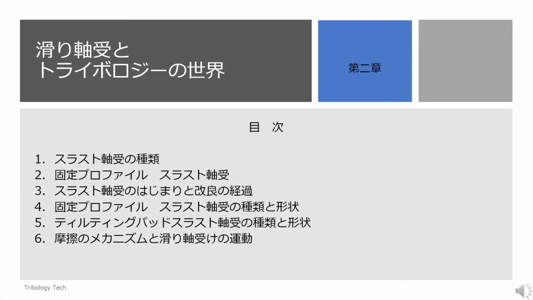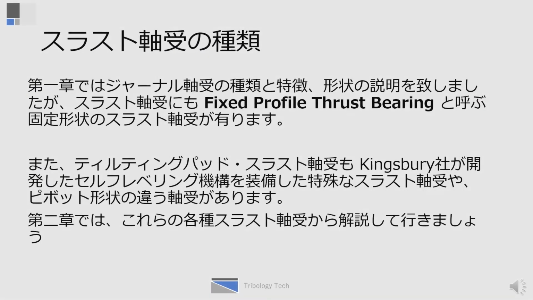Chapter 2 explains the types and shapes of the thrust bearings and its movement and mechanism of friction. Types of the thrust bearings. Chapter 1 explained the type, characteristics, and shape of the journal bearings.